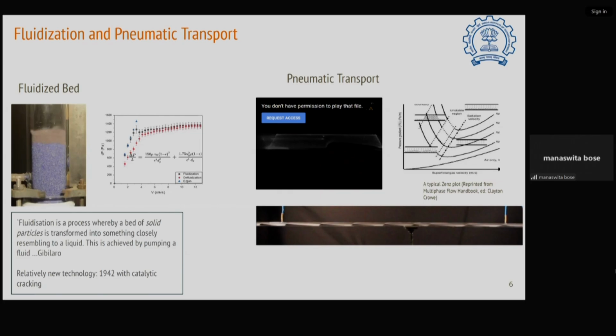Now, for horizontal pneumatic transport, if we plot delta P versus superficial gas velocity, the axes remain the same: pressure drop versus superficial gas velocity. We get to see a curve with a minimum. This minimum point is what is known as the saltation point in the horizontal pneumatic transport literature.